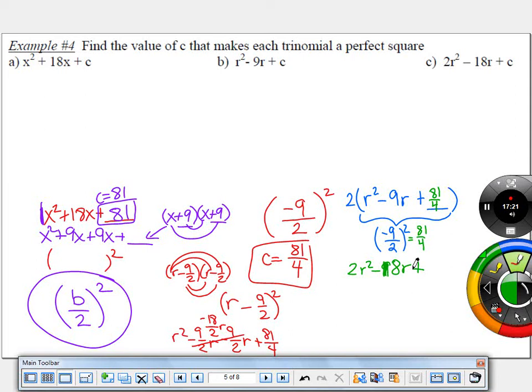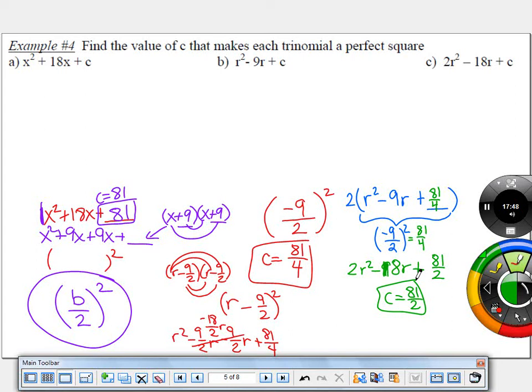yeah, and the 2 and the 4, can I cross cancel that? Are we okay with that? Okay, so it'll be 81 over 2. So what was the right C value to complete the square here? 81 over 2. Was it apparent to use 81 over 2 in the original problem? Maybe not, but if there's a coefficient, as long as I factor it out, I can work with this to complete the square using the same method we did when there wasn't a coefficient.